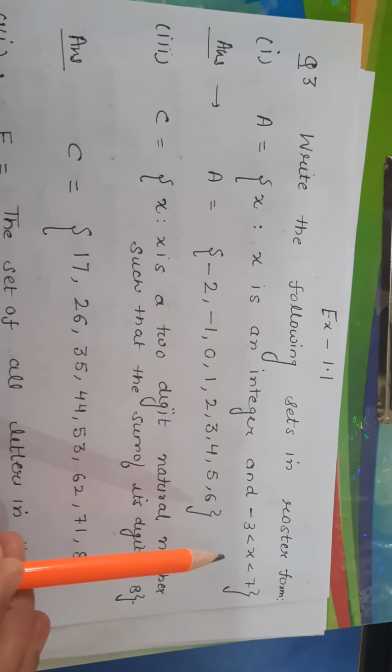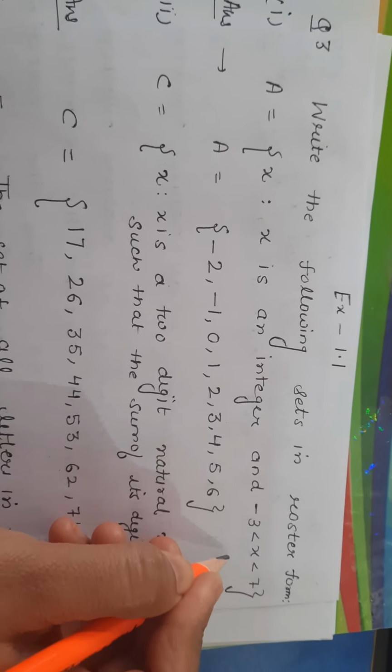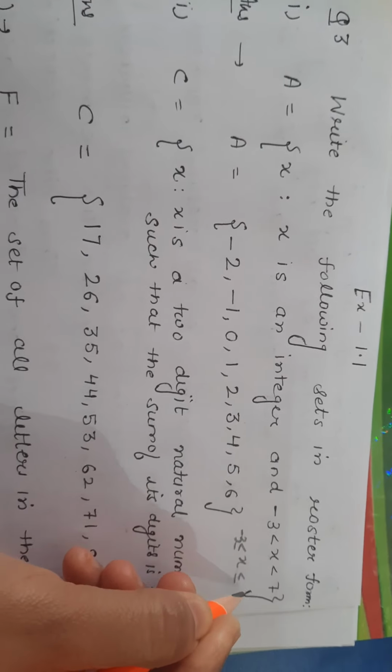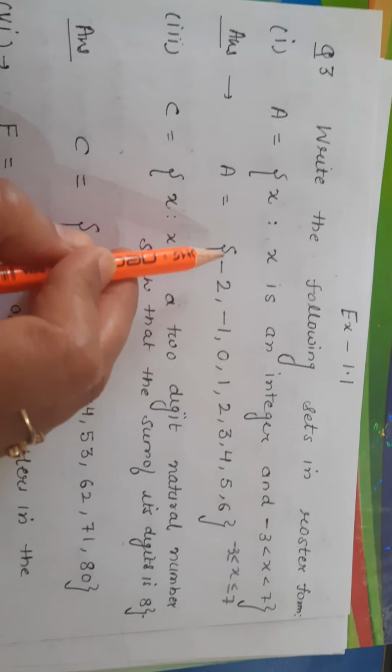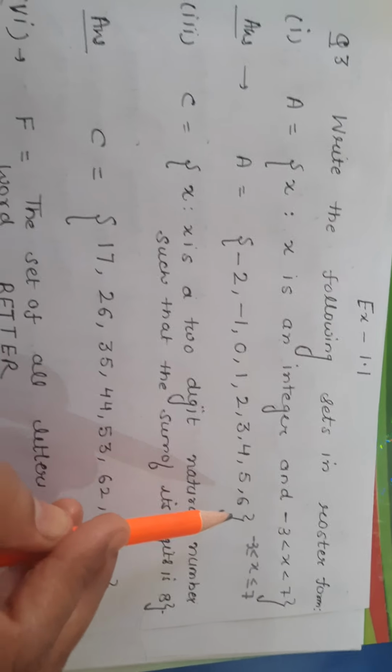I'm again repeating. If the question is like this, x is greater than or equal to minus 3 and less than or equal to 7, then you will start from minus 3 here and you are going to end your answer at 7.